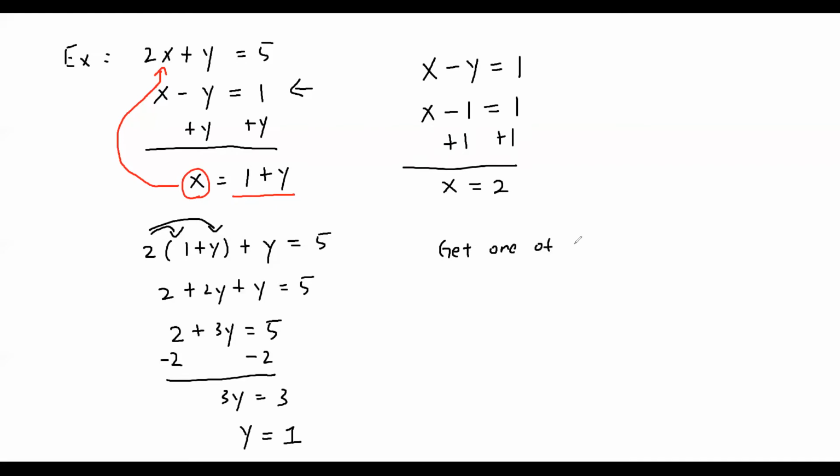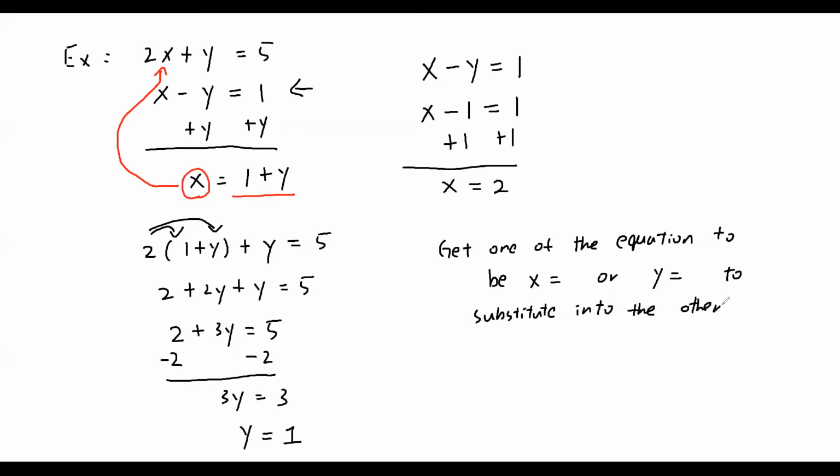Remember, if you want to do substitution, always get one of the equations to be x equals or y equals. Then we can substitute that into the other equation. And our final answer always has to be a coordinate, which in this case is (2, 1).